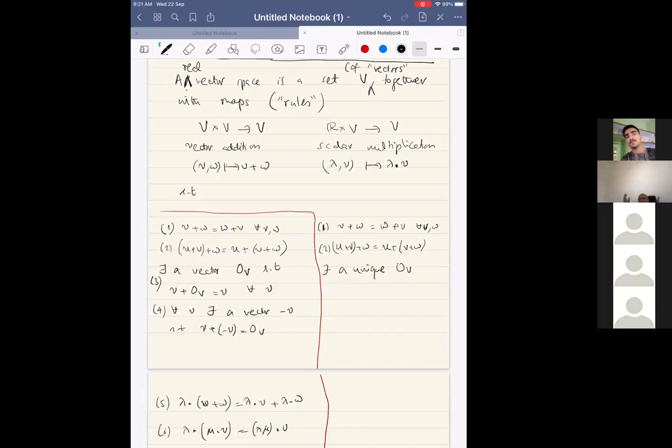One of them is that when you take, in the Cartesian product of R and V, the pair (1, v), where 1 is the real number 1, that should go to v.